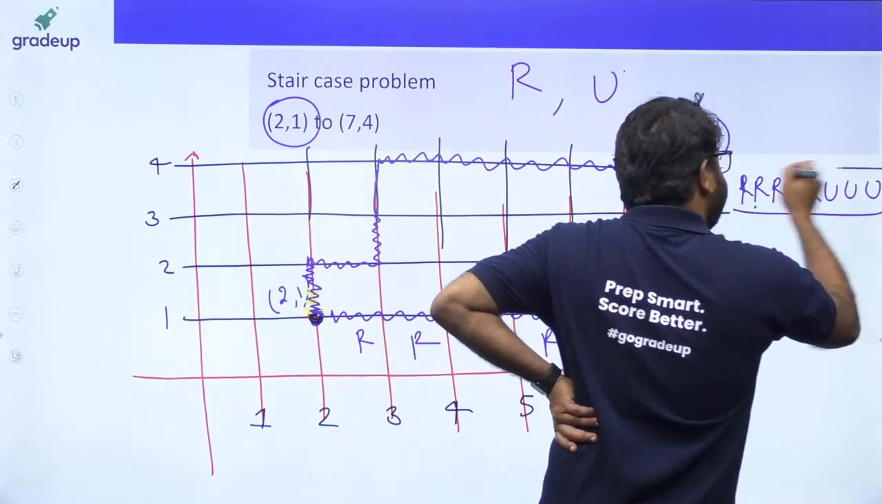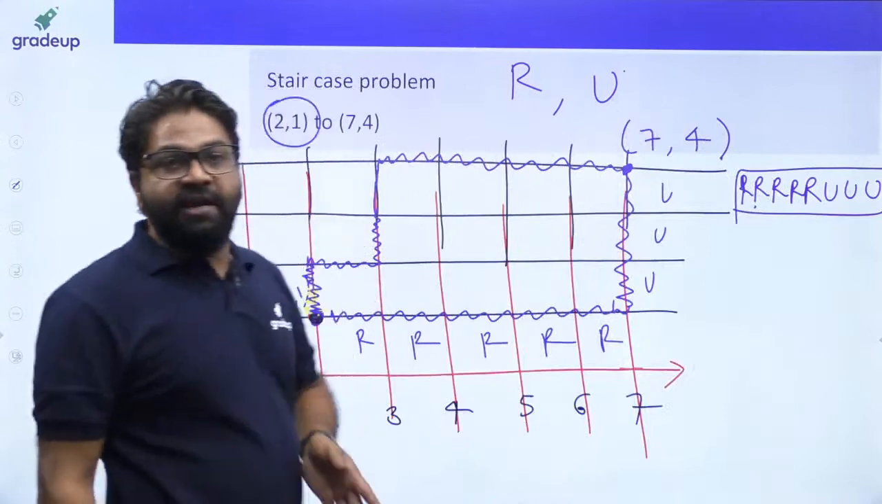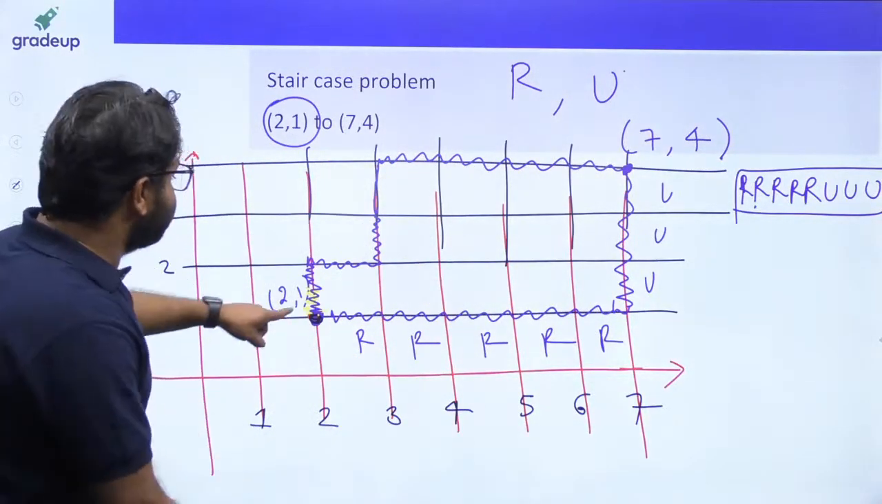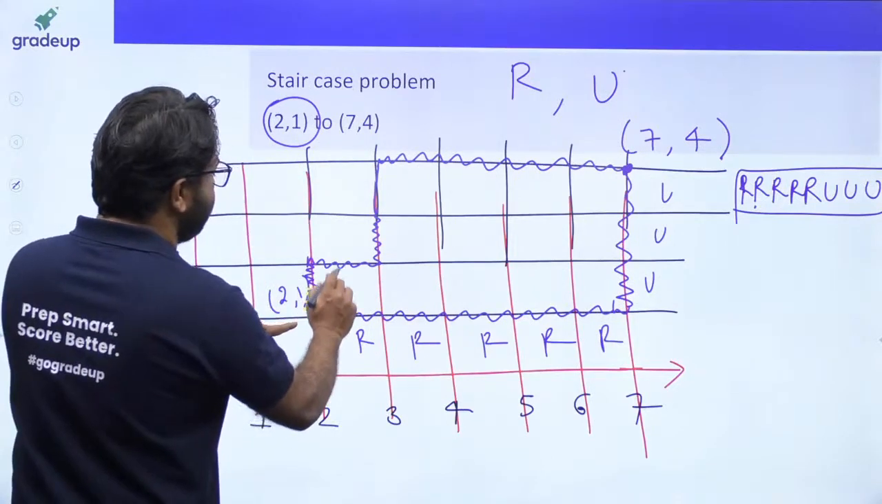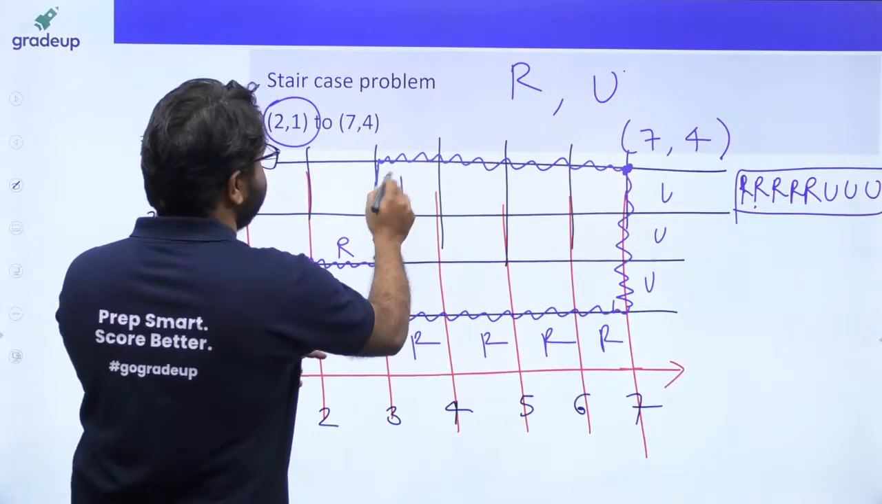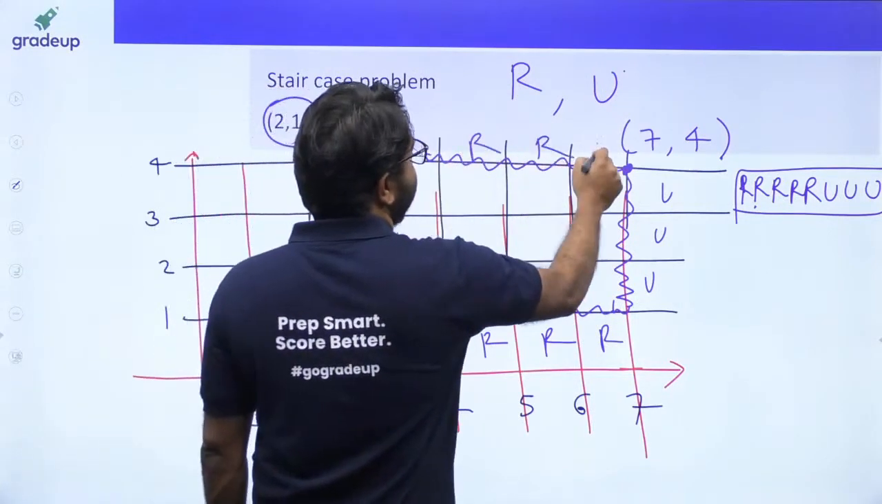Now if you arrange these letters, that will be the total possibilities. This is one possibility: up, right, up, right, and this is also up, right, right, right, right.